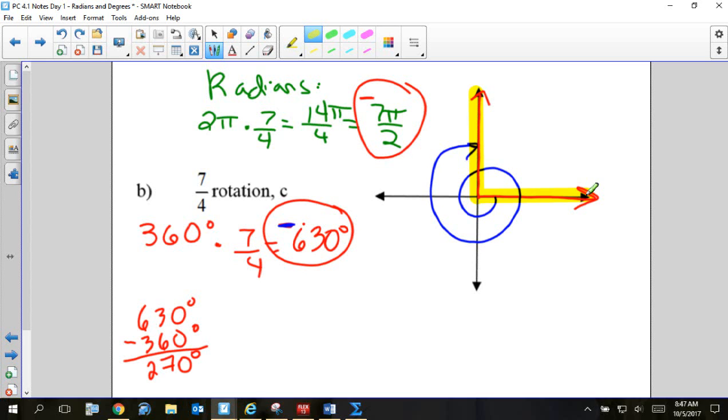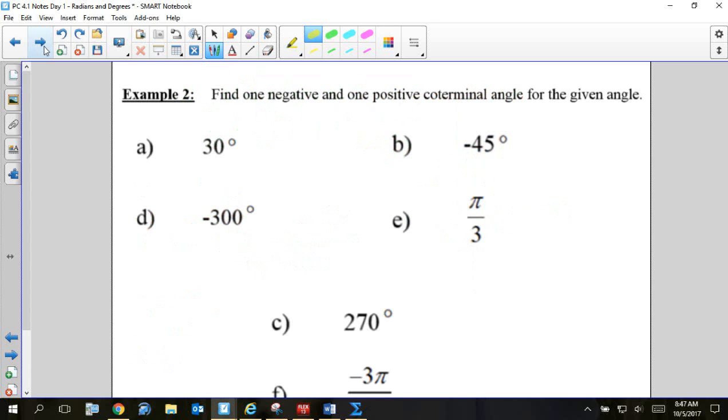Yeah, that is called coterminal. It has the exact same terminal side. You just maybe got there a different way. So here, we're going to find one positive and one negative coterminal angle for each of these.